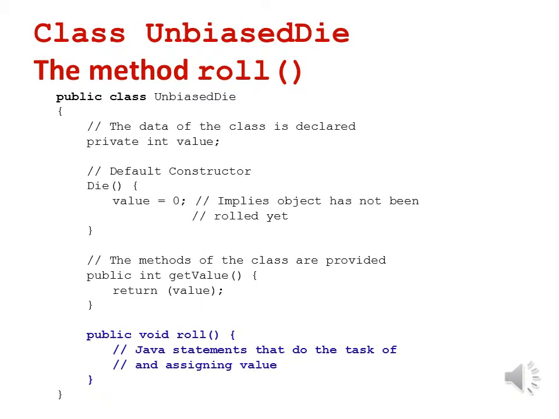Let's now implement the method roll. This method is declared as public void roll. It requires no parameters. It simply simulates the rolling of a die and sets a face value in the variable value. Since it does not return anything, its type is declared void.